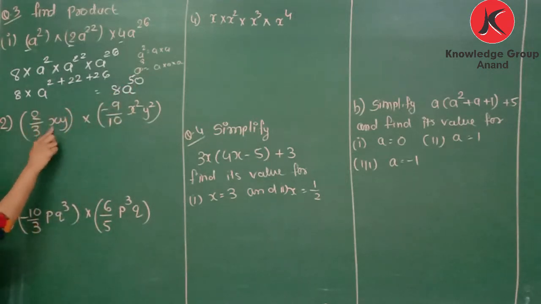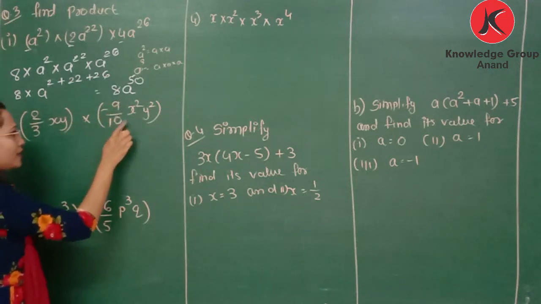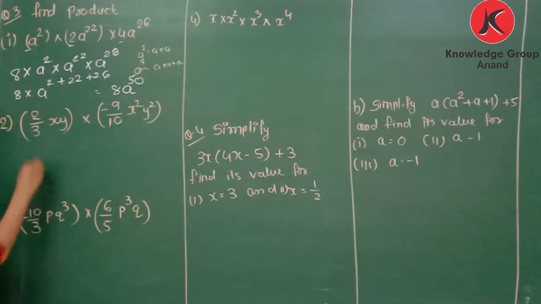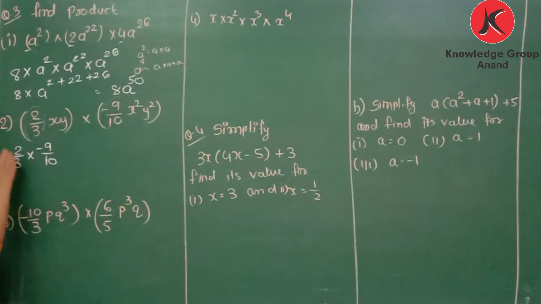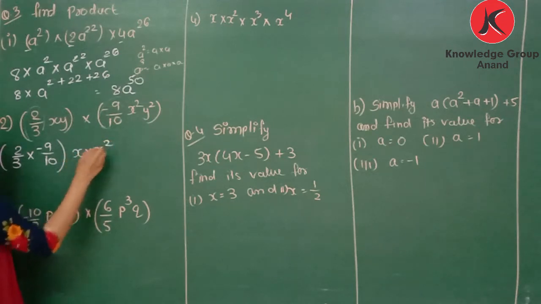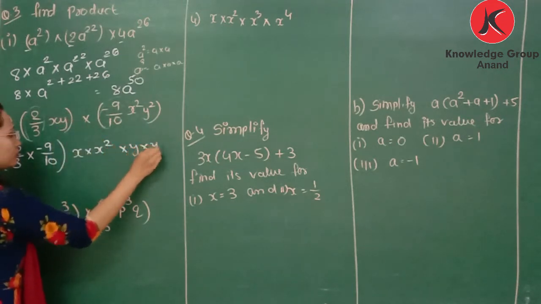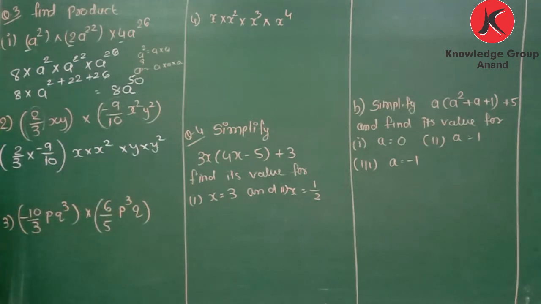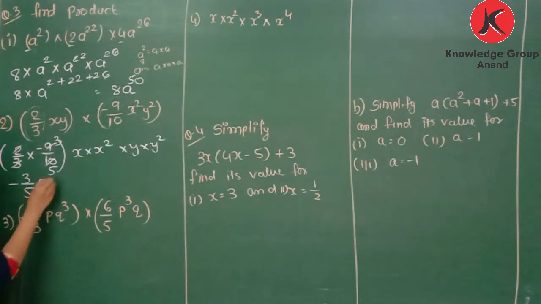Now next one, 2 by 3 xy multiply minus 9 by 10 x square y square. So here first of all we multiply the numerical coefficients, that is 2 by 3 multiply minus 9 by 10. Now for the algebraic part, x is multiplied with x square and y is multiplied with y square. You can directly write it as x cube and y cube. Now, is there any common factor in this? 2 5s are 10, 3 3s are 9. So it is minus 3 by 5 x cube y cube. So this is our answer.